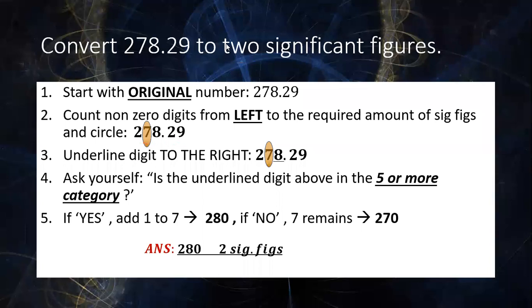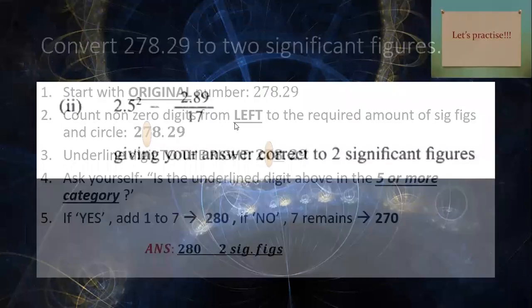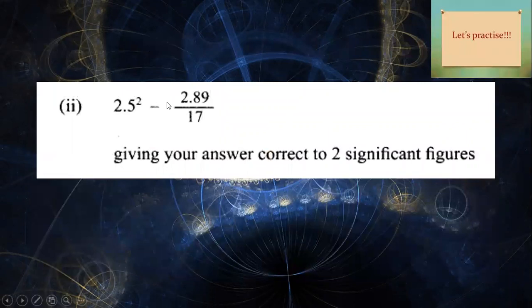And let's try this question here. You're going to have 2.5 squared minus 2.89 over 17. Give your answer to the correct number of 2 significant figures. All right, so go ahead and pause the recording. Attempt it, and when you're finished, unpause the recording to find the answer.